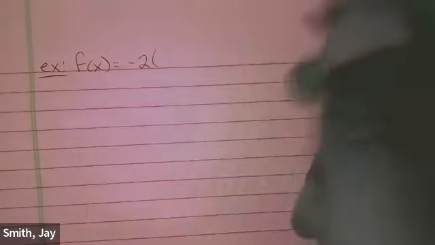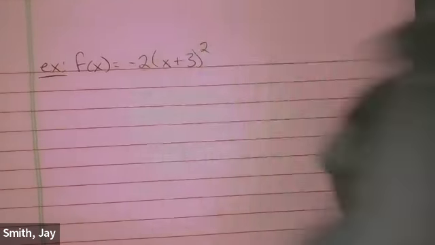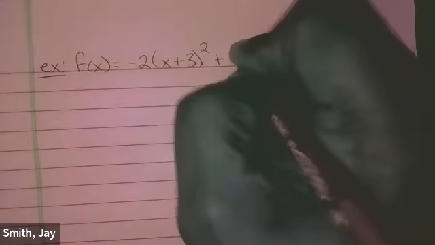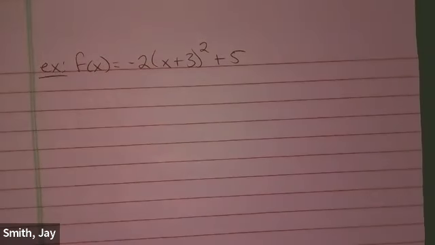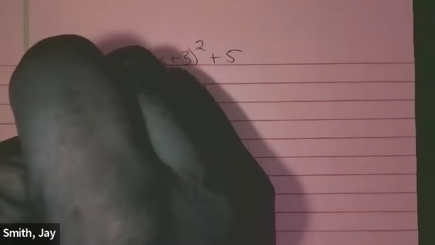All right, so this time we're given the function f of x is equal to negative 2, in parentheses, x plus 3, quantity squared, plus 5. All right, just checking for understanding. Is this one in general form or in standard form? Standard form. So we should be able to look at this and tell right off the bat what our vertex is. Anybody want to take a guess? What is our vertex here?